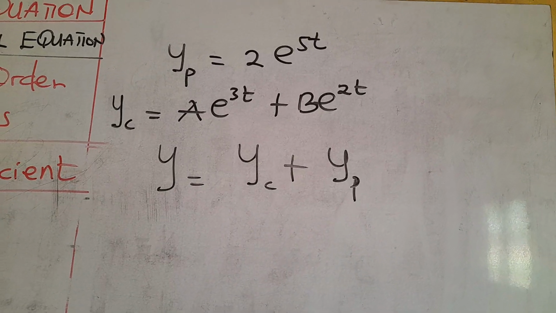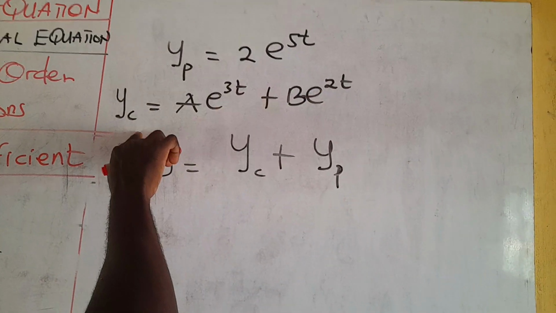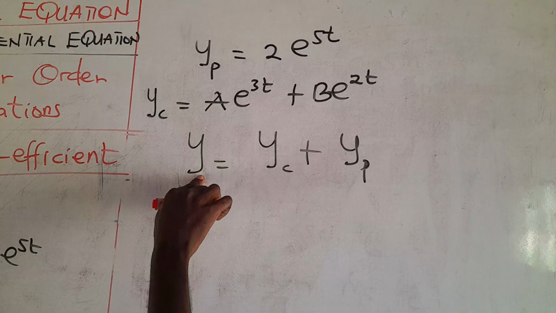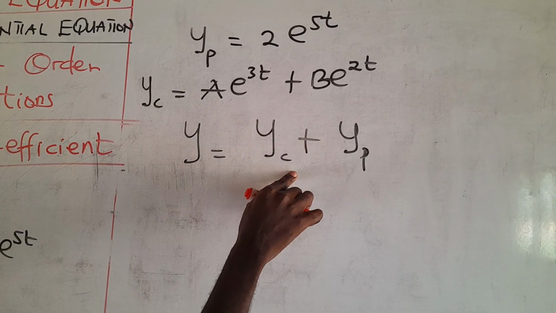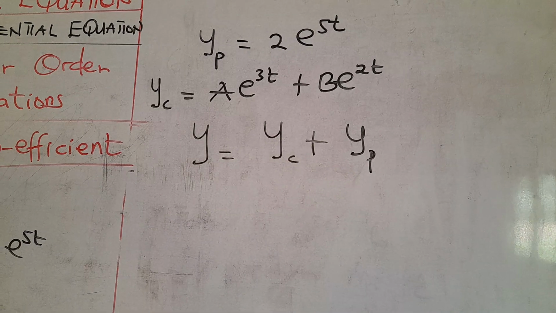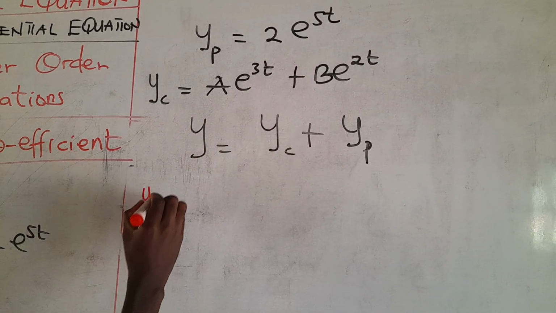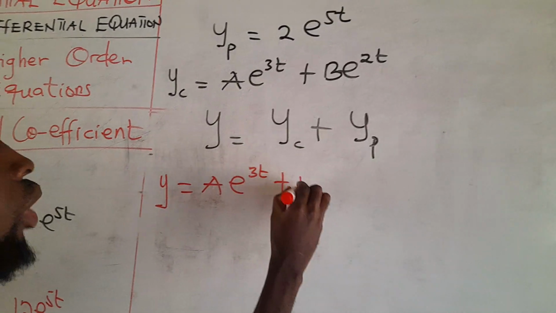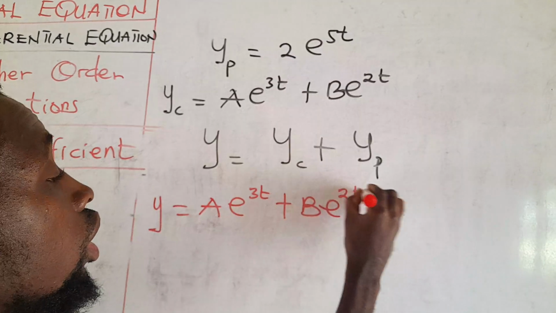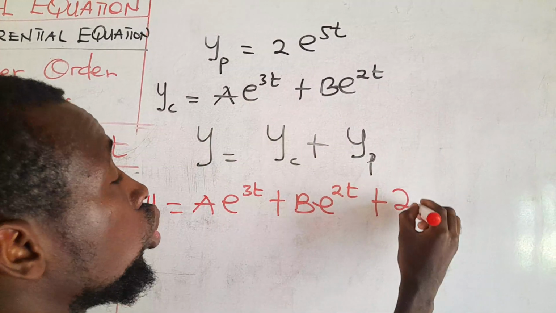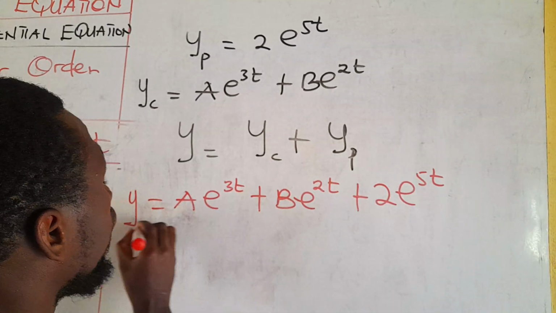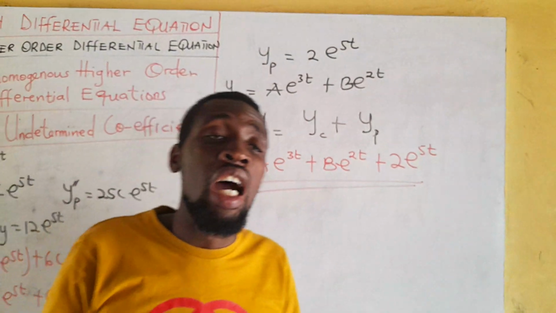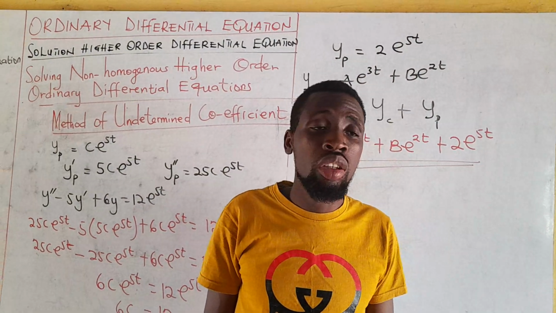So when we find the solution to the non-homogeneous side, we had this. Then the homogeneous side, we had that. And we said that with the method of undetermined coefficients, our general solution y will be equal to the complementary solution to the homogeneous side plus the solution to the non-homogeneous side. So y will be equal to ae^(3t) + be^(2t), then plus this, which is 2e^(5t). Then we said this is the general solution to our non-homogeneous higher order ordinary differential equation.